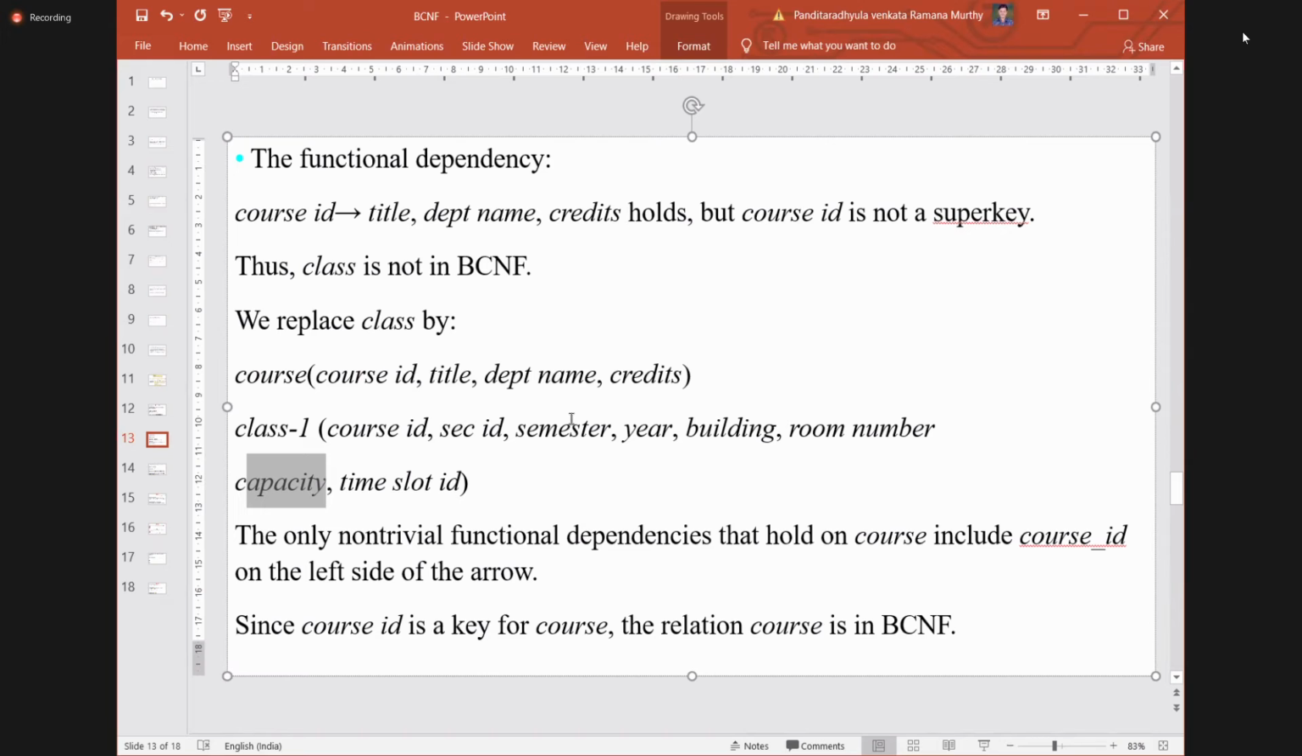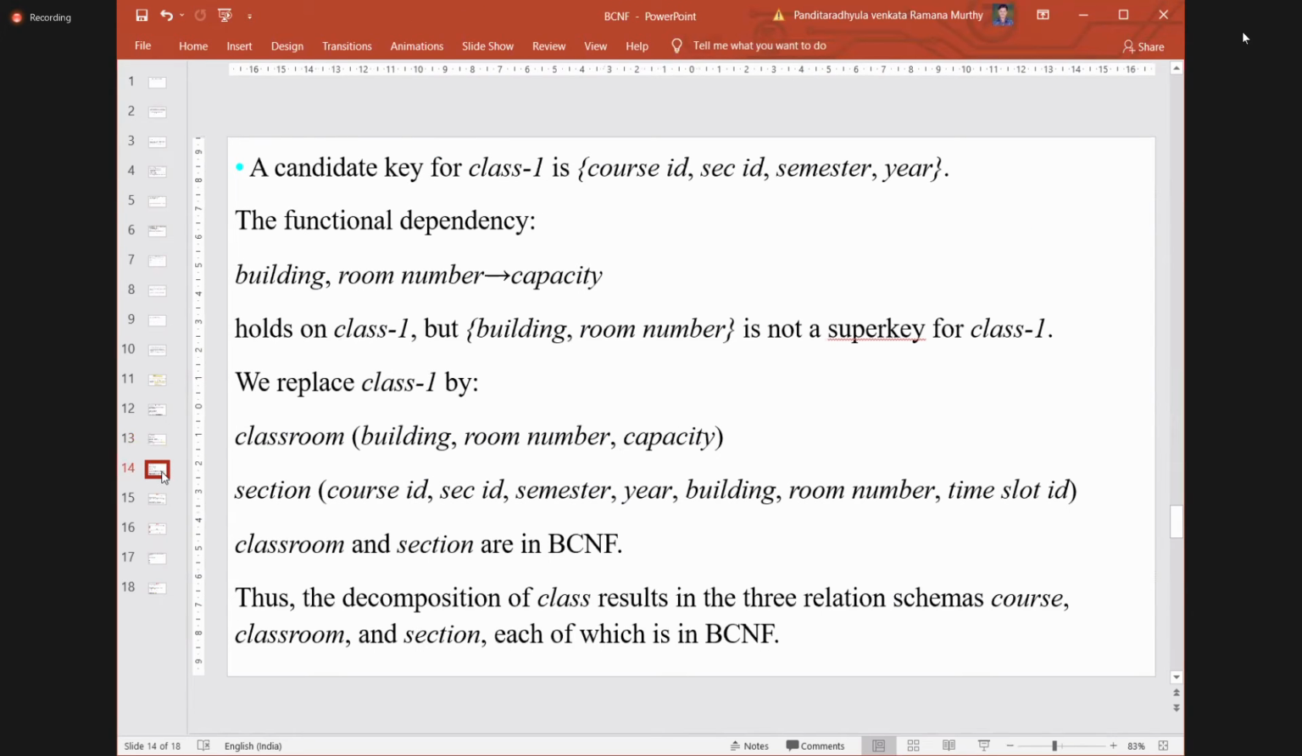Okay. Hence, it is not in BCNF. What to do? We need to separate this capacity into another table. Otherwise, it is becoming a transitive dependency. If you know course ID, section ID, semester, year, you know the building and room number. When you know the building and room number, then you can know the capacity. What is the one more rule? It should not contain transitive dependencies.